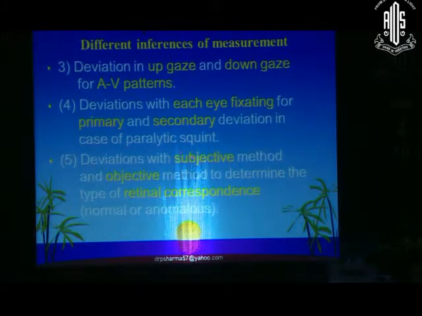Fifth, subjective method and objective method. Now this is most commonly not done because we rarely come across cases of retinal correspondence. But you can only pick up a retinal correspondence by doing a test by subjective method and objective method. And then what you will get is the angle of anomaly being there if the objective angle is different than the subjective angle.